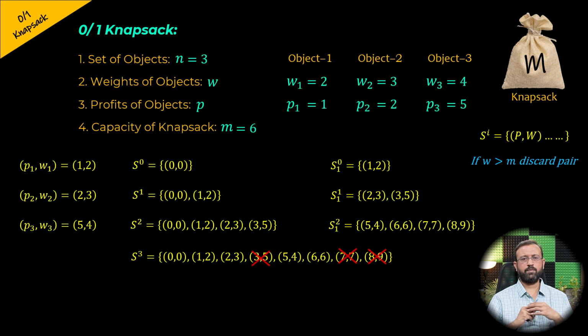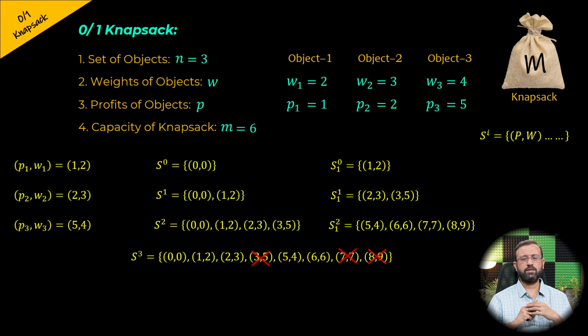Now after this step, we again need to apply the dominance rule between the previous and the next pair. So here among the pairs 2 comma 3 and 5 comma 4, the profit is increasing as well as the weight is increasing. Therefore both the pairs are part of set S3. Then among the pairs 5 comma 4 and 6 comma 6, the profit is increasing as well as the weight is increasing. Therefore both the pairs are part of the set S3. So at this stage the weights of all the remaining pairs are less than the capacity M of the knapsack, and all the remaining pairs are having increasing profits and increasing weights.